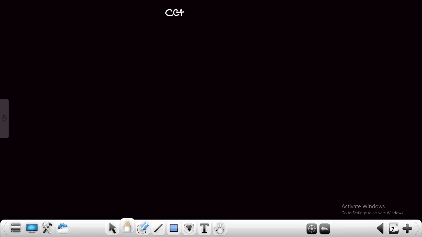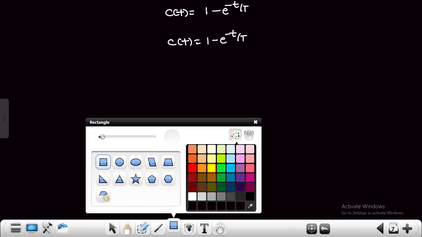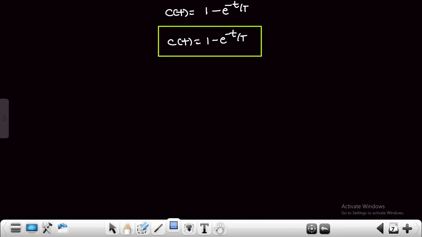c of t can be written as 1 minus e to the power of minus t by t. This is the formula. I will write here c of t is equal to 1 minus e to the power of minus t by t. So this is the formula we got here. So where you can take the c of t formula as 1 minus e to the power of minus t. So if you plot the graph for these values, let us plot the graph here.